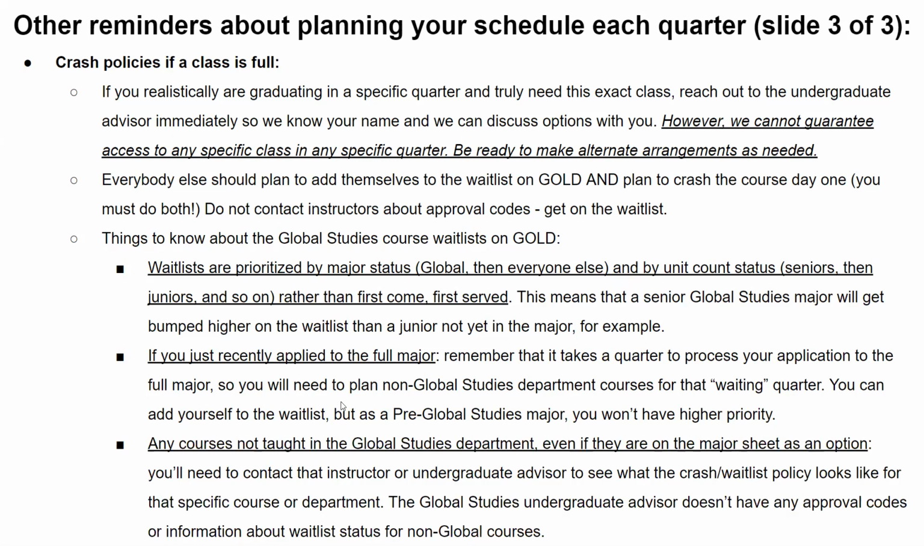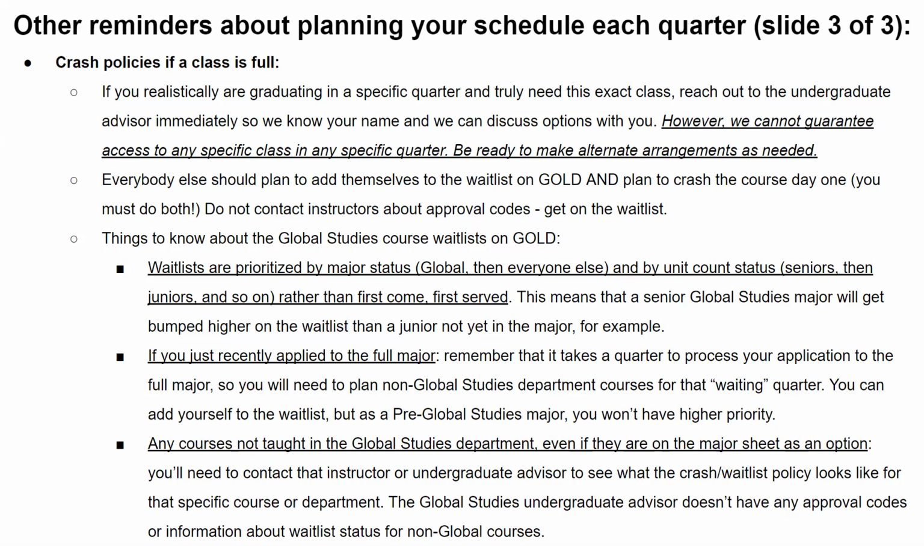Now, a big thing to know is courses that are not taught in the Global Studies department, even if they're on the major sheet as an option. Because our major pulls from so many other departments, we don't have any control over that. We don't have any control over the wait lists. We don't have any control over the instructor letting you take the class because you're in our major, but that class helps fulfill our major, or it's an option to help fulfill our major.